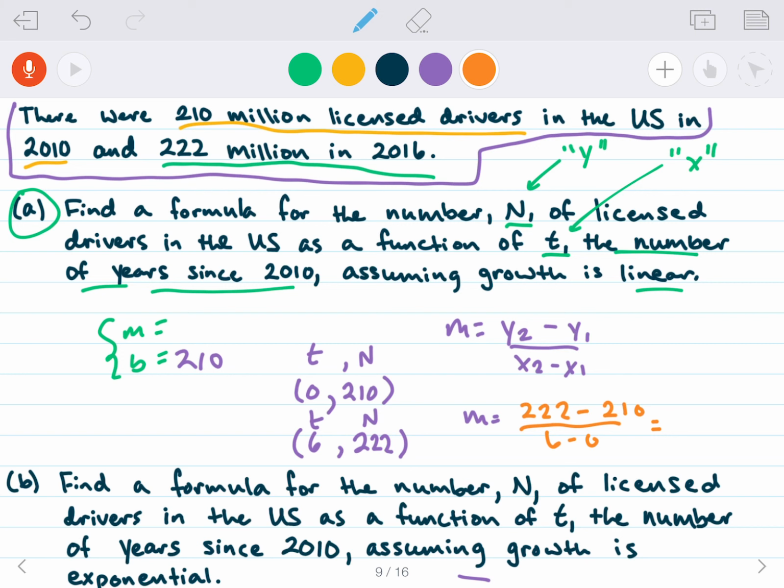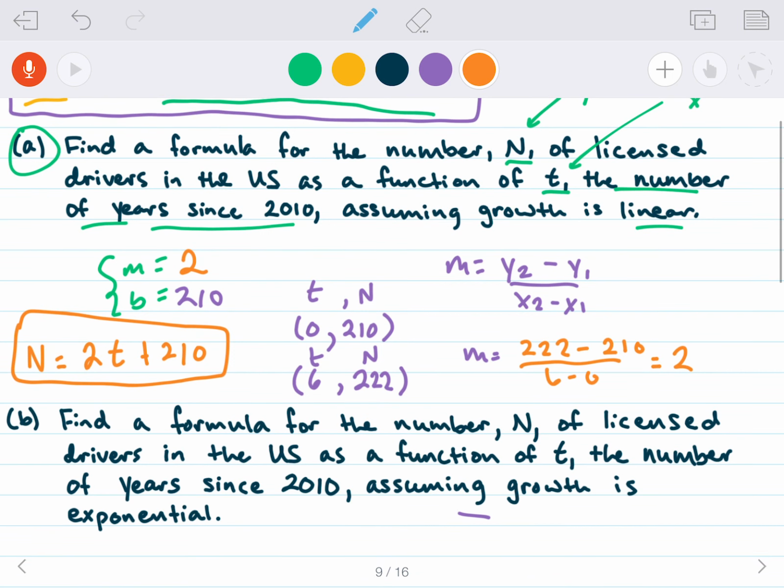Alright, so I get 2. So our slope is 2. And that's it. That's all we needed. So our equation is y, which is n, equals m, which is 2, times x, which is t, plus b, which is 210. So this models the number of licensed drivers in the year after however many years, t, have elapsed since 2010. And that's if this were linear.